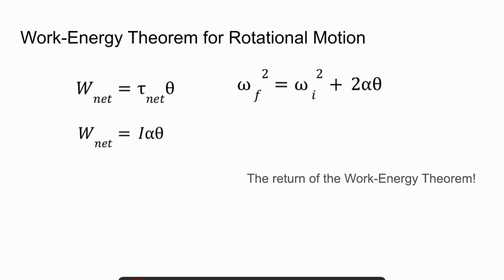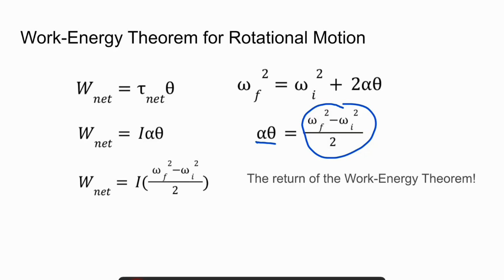And if we take a look at one of our rotational kinematics equations, we know that our final angular velocity squared equals our initial angular velocity squared plus twice our angular acceleration times our angular displacement. And if we solve that for our angular acceleration times our angular displacement, then we have this term over here that we can plug in for alpha theta. And when we plug that in, we get our moment of inertia times that term.